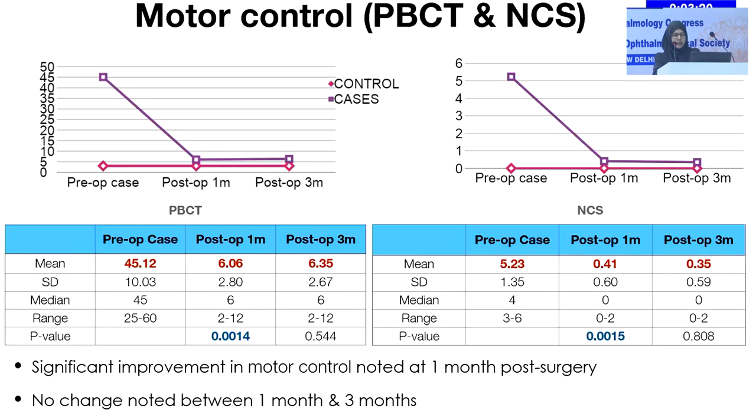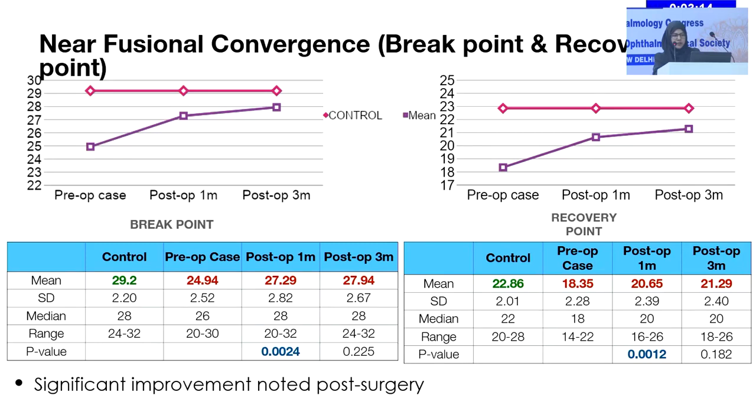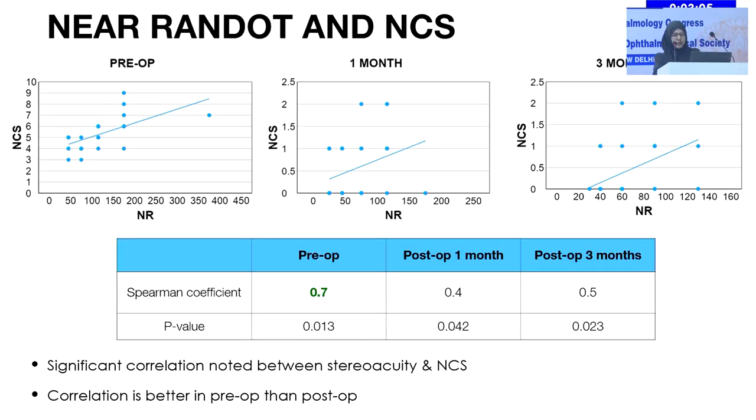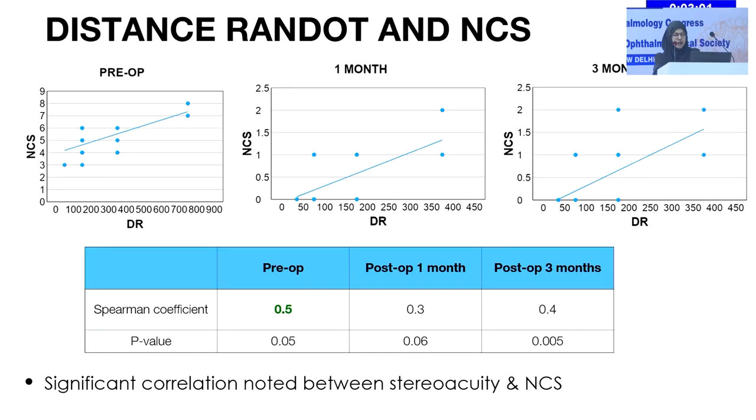For motor outcome, it was drastically improved at 1 month post-surgery and it was maintained over 3 months. Near fusional convergence also improved significantly. And to see the correlation between the motor and sensory outcomes, we saw that the correlation was better in the pre-operative period as compared to the post-operative period.